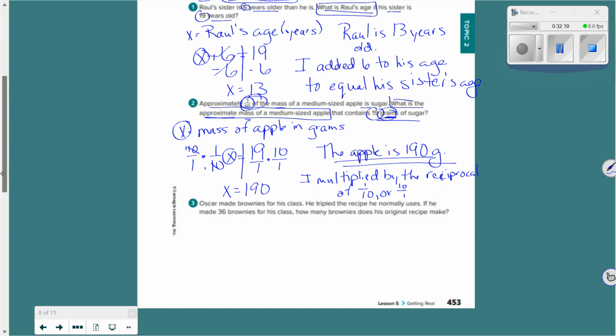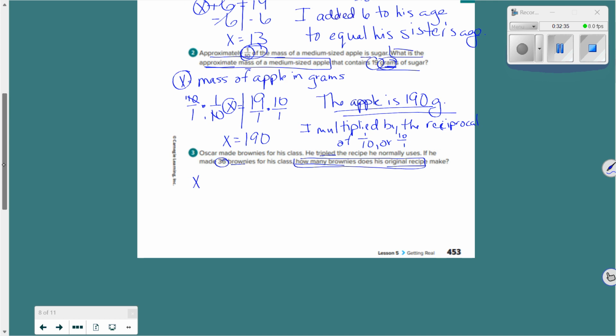Okay, Oscar made brownies for his class. He tripled the recipe he normally uses. If he made 36 brownies for his class, how many brownies did his original recipe make? There is my question. So what is my variable? What is it I don't know? How many brownies his original recipe made? Good. Number of brownies in original recipe.